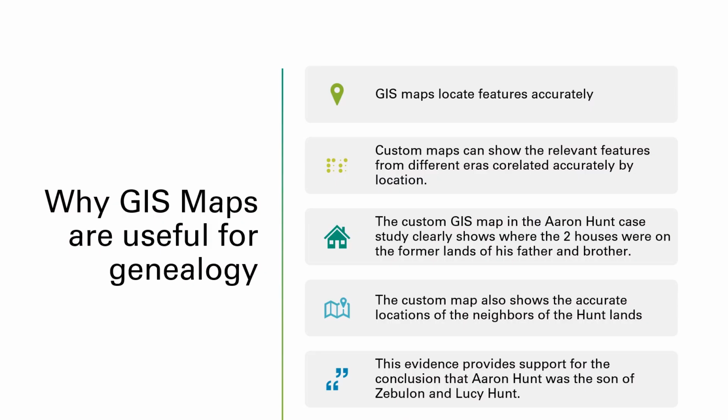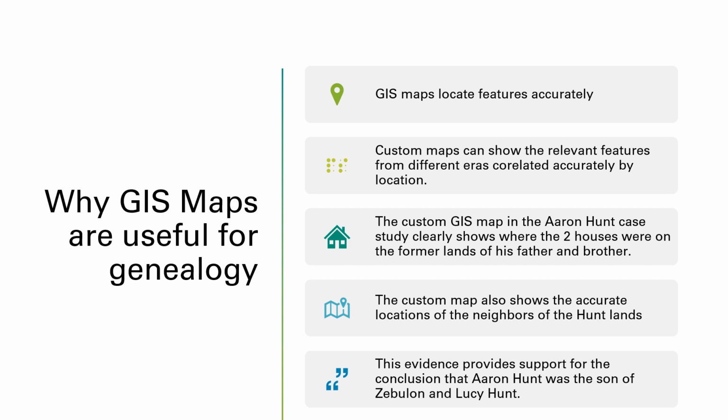So why are GIS maps useful? They locate features accurately. We can construct custom maps that show the relevant features from different eras correlated accurately. The custom GIS map in the Aaron Hunt case clearly shows that the two houses were on the former lands of the father and brother. And there's multiple records confirming that, but this is the precise location.